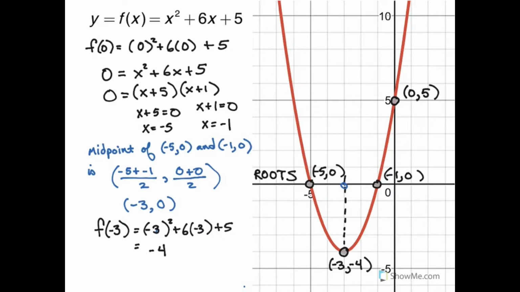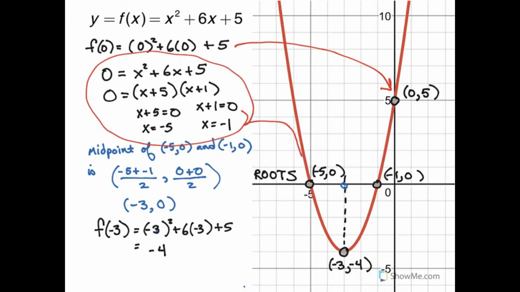Well, let's look back at these points. I found the y-intercept by evaluating the function when x equals 0. I found the roots by solving the quadratic equation and getting two roots, which are the places where the graph goes through the x-axis. And I found the vertex a new way. I found the midpoint of the two roots to find the x-coordinate, and then I evaluated the function at that x-coordinate to give me the vertex.